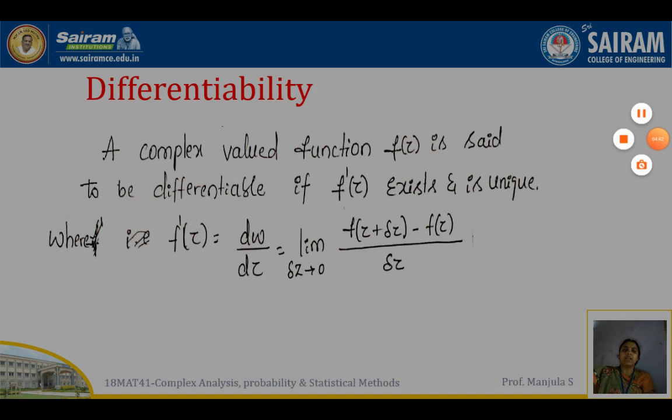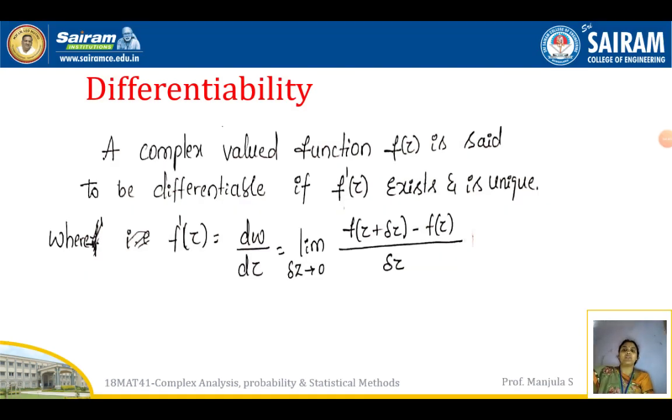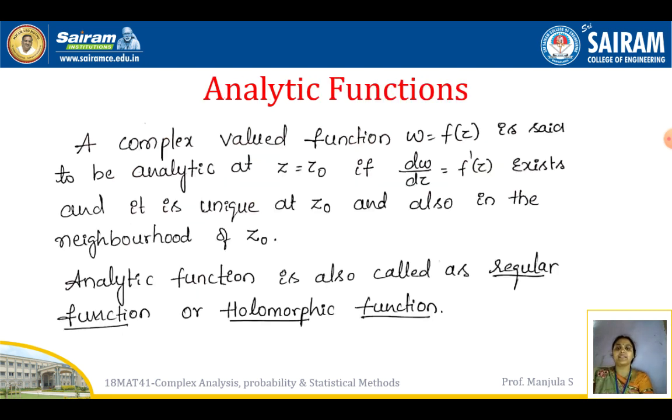Already you studied this basic definition, even though I am giving the definition only here. A complex valued function f of z is said to be differentiable if f dash of z exists and is unique. That is, f dash of z can be written as dw by dz, which equals the limit as del z tends to 0 of f of z plus del z minus f of z, divided by del z. This is the basic definition of differentiability. Now we'll see the next definition, analytic function.